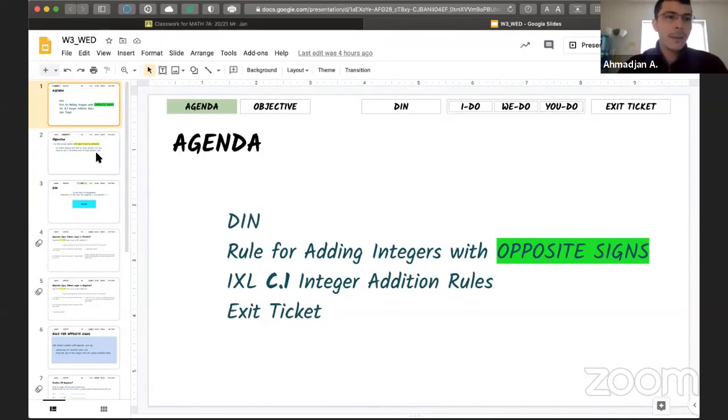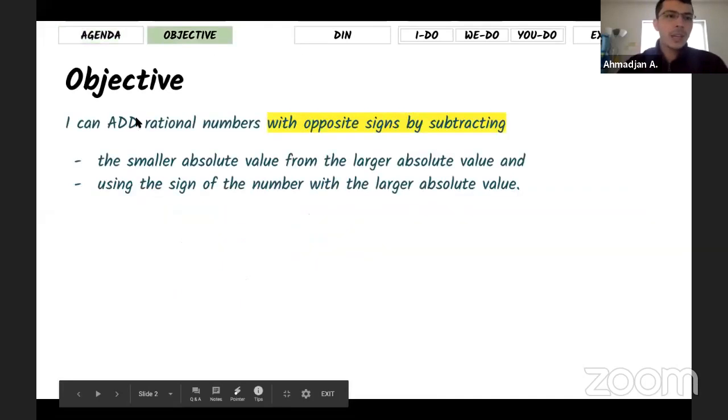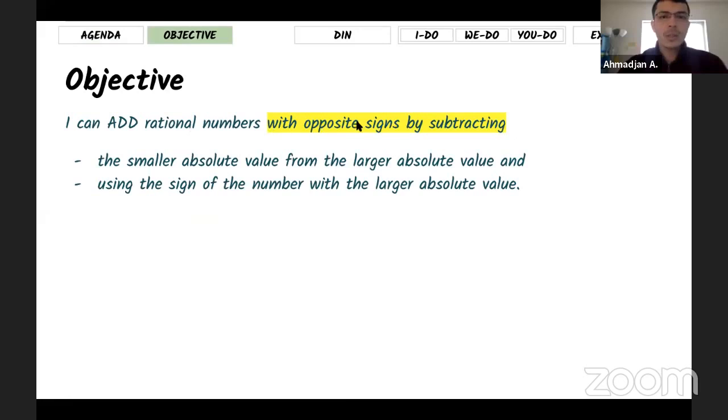Let me start presenting the slide. Today's objective is: I can add rational numbers with opposite signs by subtracting the smaller absolute value from the larger absolute value. So we're going to subtract the smaller number from the larger number, using the sign of the number with the larger absolute value. Why are we using the sign of the number with the larger absolute value? It's because the larger number always overcomes the smaller one. We're going to talk about this now.